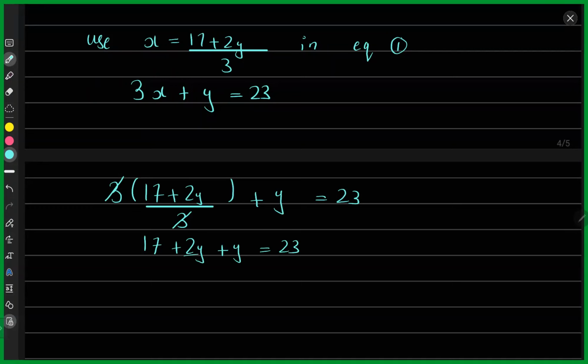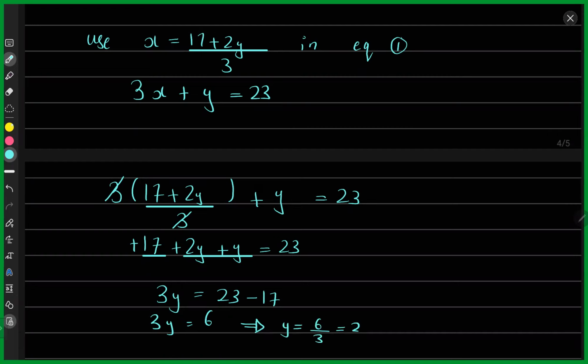Like terms can be added. 2y plus y would become 3y, and the 17 would be taken to the other side, so it would become minus 17 because here it was being added. So 3y is equal to 23 minus 17, and this is going to give you 6. So this implies that y is equal to 6 divided by 3, that is 2. This gave me the value of y.